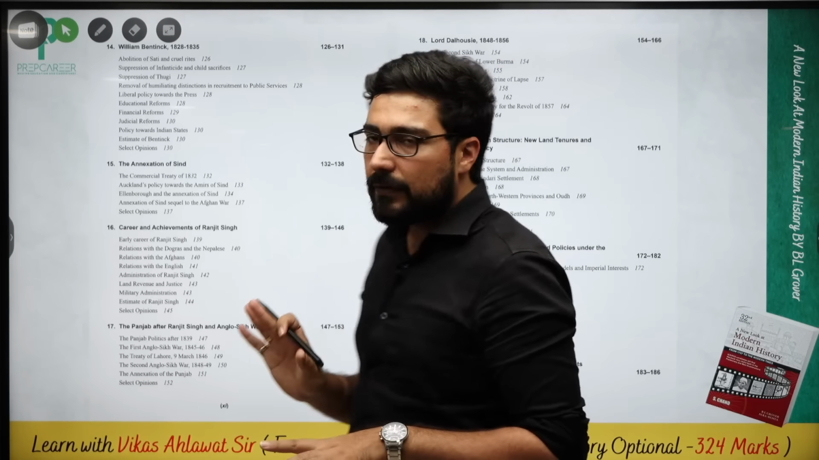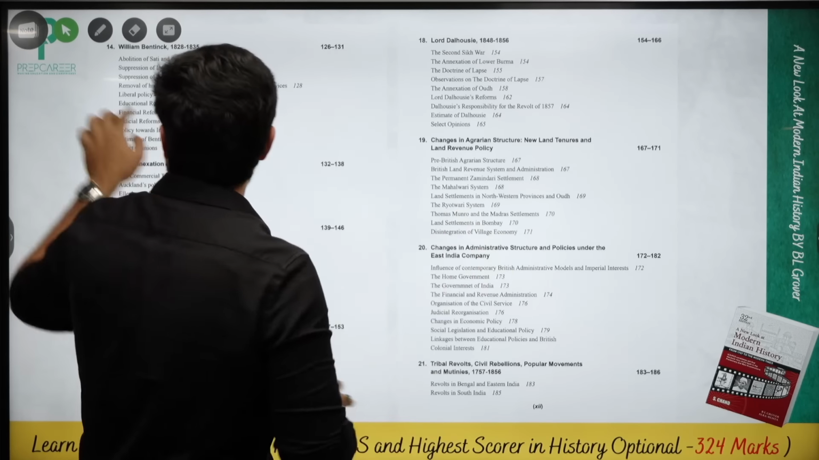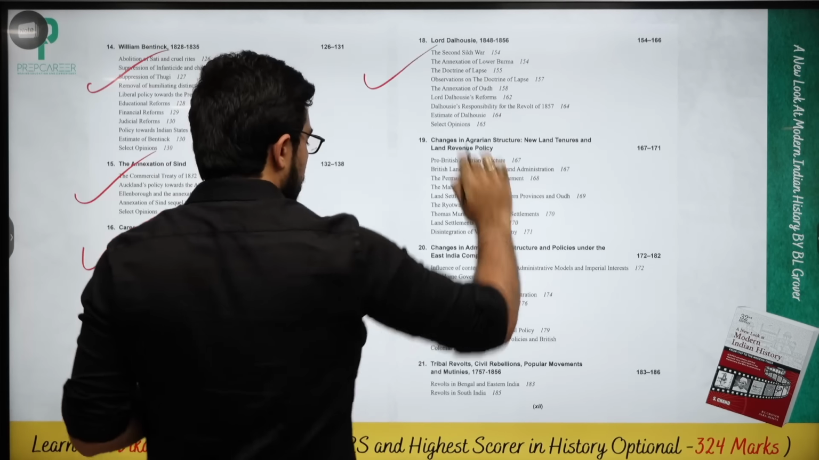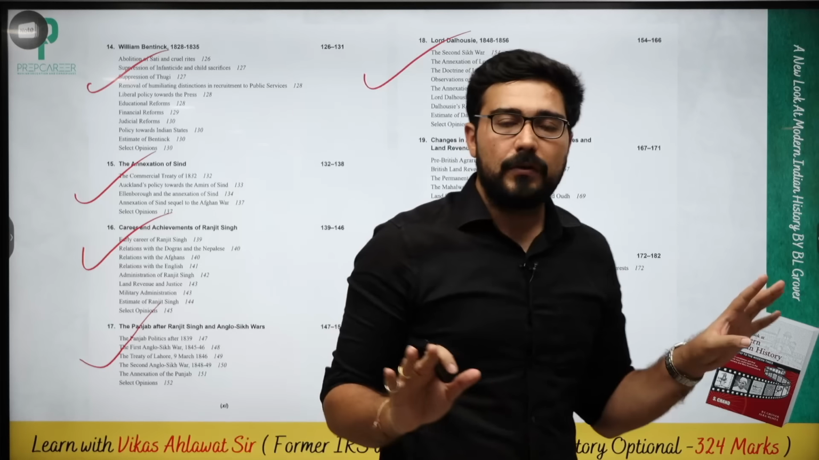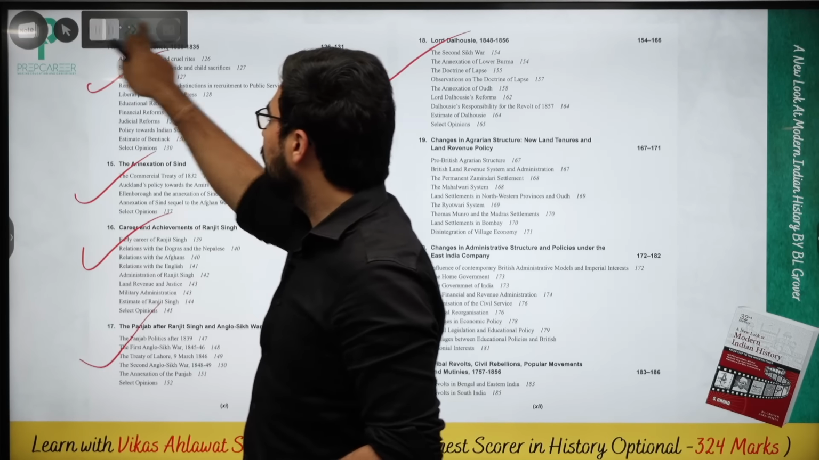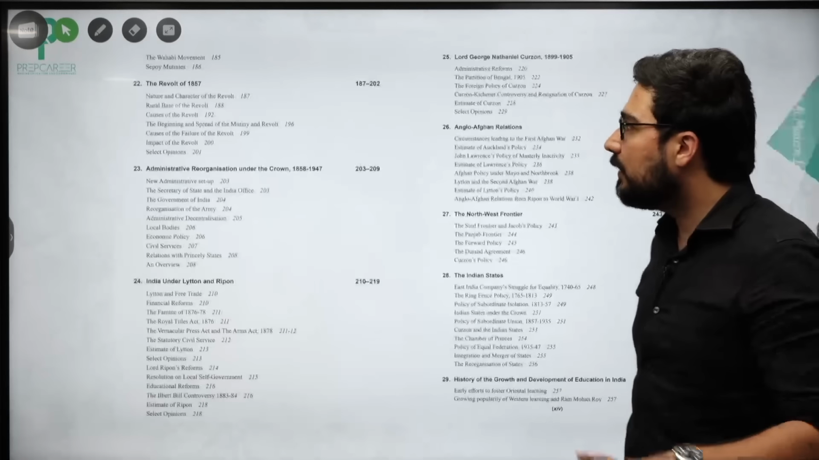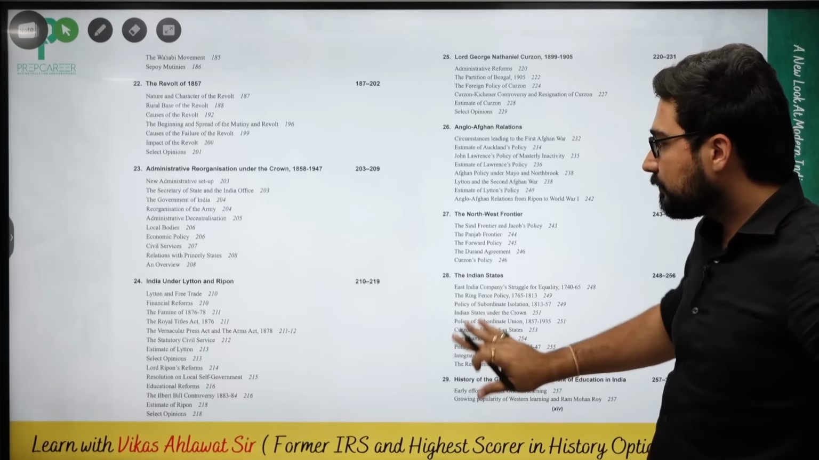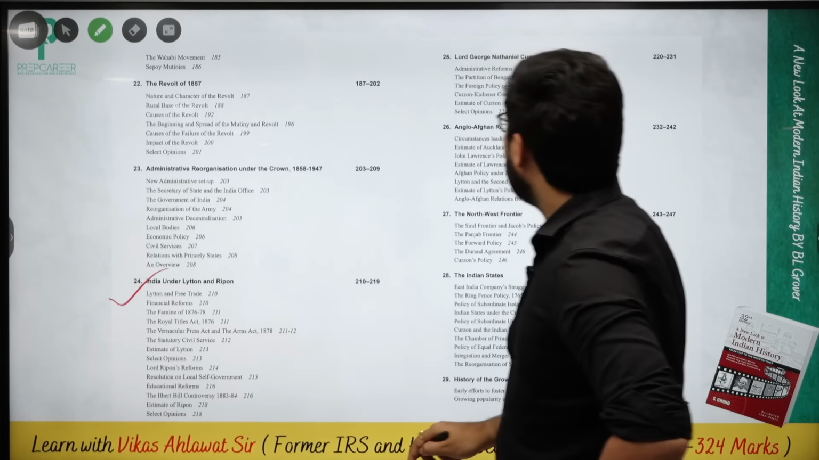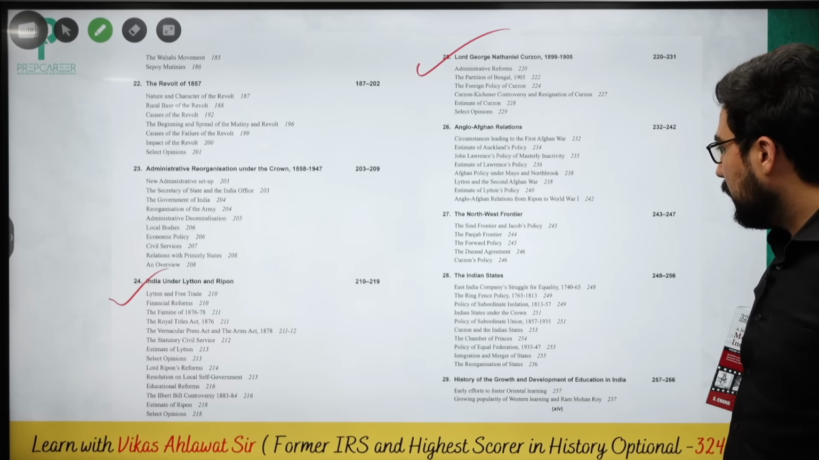Land revenue chapters 19 onwards are not required, as we have already covered them from Sekhar Bandopadhyay. So 14, 15, 16, 17, 18 were the important chapters that we had to cover from B.L. Grover, the majority of it. Chapters 19, 20, 21 will become repetitive, so don't read from here. Revolt we have done. Policy of Lytton and Ripon, you can read chapter number 24. Curzon's policy, chapter 25, you can read.